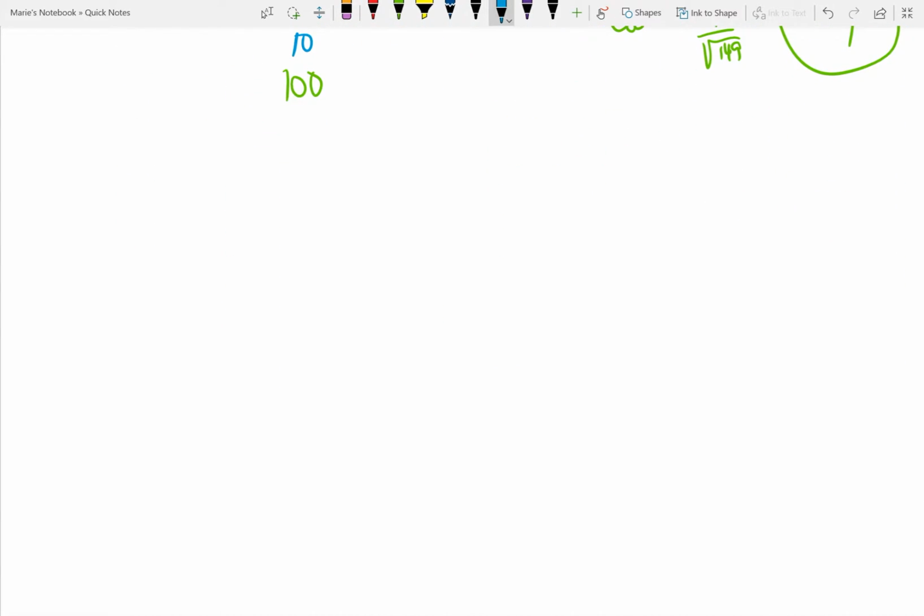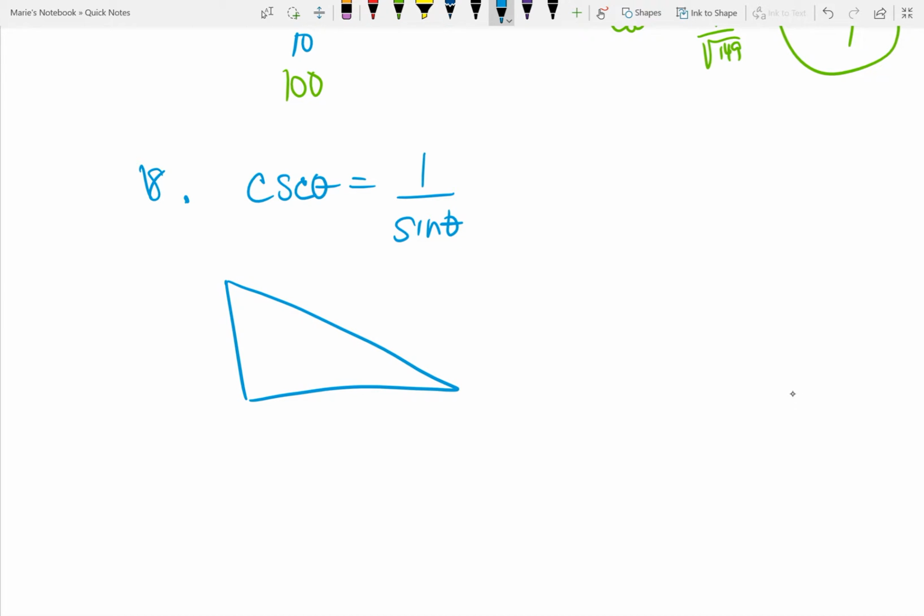For number 18, they're asking you to find cosecant theta, which we know by default is 1 over sine theta. And they're giving us another right triangle where theta is sitting here. This is 10, this is 3.